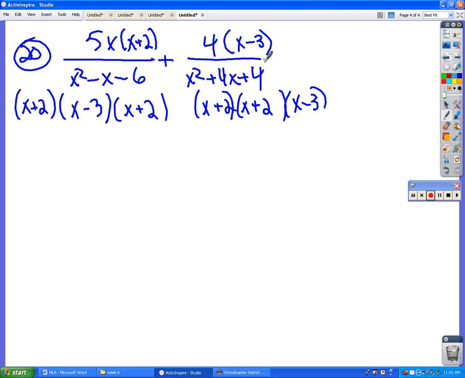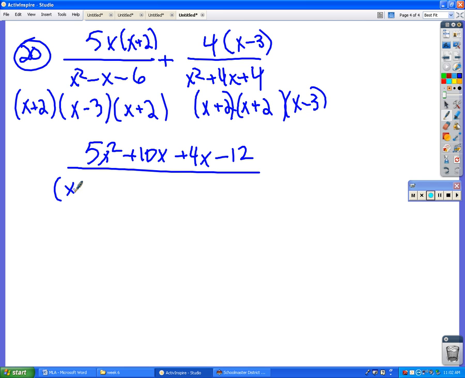So if I distribute the 5x on top, I get, and if I distribute the 4 there, I get minus 12. And that's all over x plus 2 times x minus 3 times x plus 2.